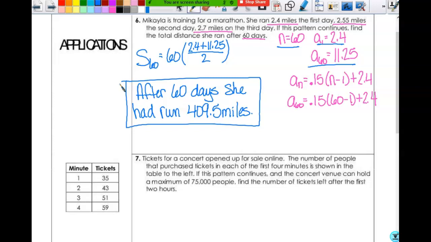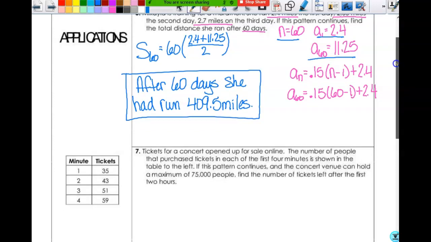If it is an application problem, make sure you actually answer the question. Don't just put a number as your answer. And the wording of your sentence can be whatever, as long as you basically answer the question. Your wording wouldn't have to be exactly like mine. But I put, after 60 days, she had run 409.5 miles. She did that in 2 months. I probably haven't done that in my entire life. It's probably why Michaela is in much better shape than I am, and in better health. All right, any questions at all? We all good? All right, let's look at number 7.